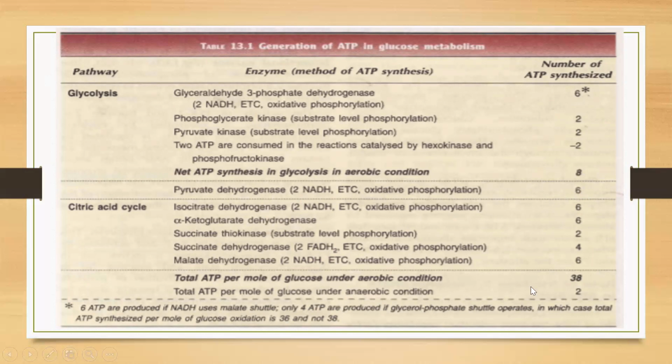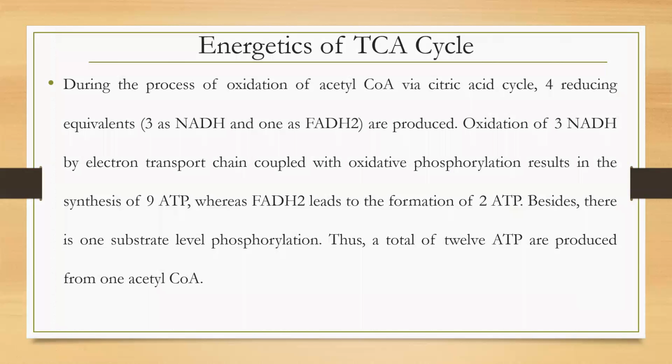And in the anaerobic condition, 2 ATP molecules are produced. But this is for the 2 acetyl coenzyme A. If we want to calculate for 1 acetyl coenzyme A, then we get only 12 molecules. So we can say that from 1 acetyl coenzyme A, we get 12 molecules of ATP. So in the TCA cycle, a total of 24 ATP molecules are produced.